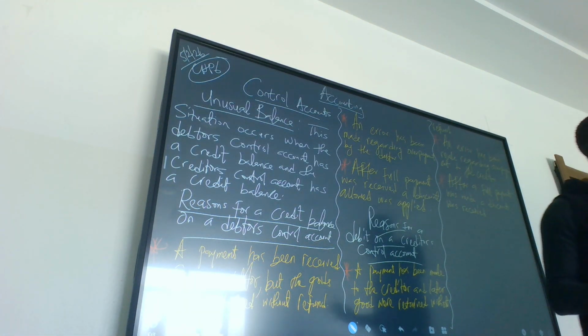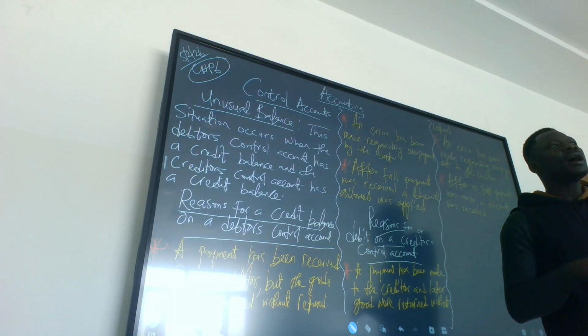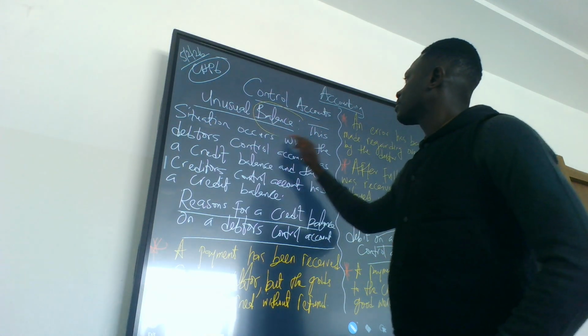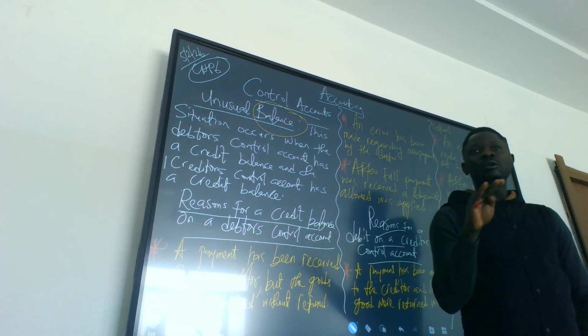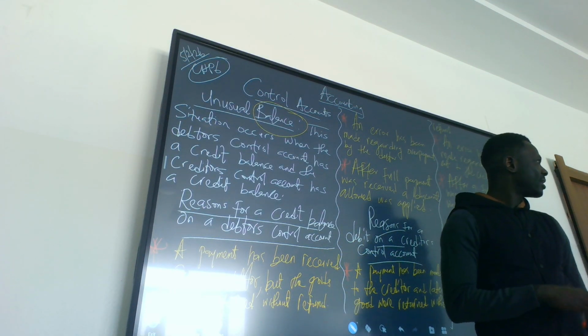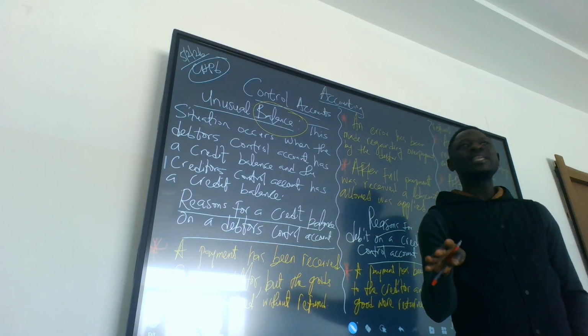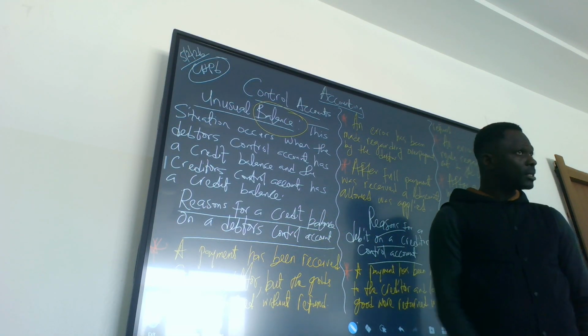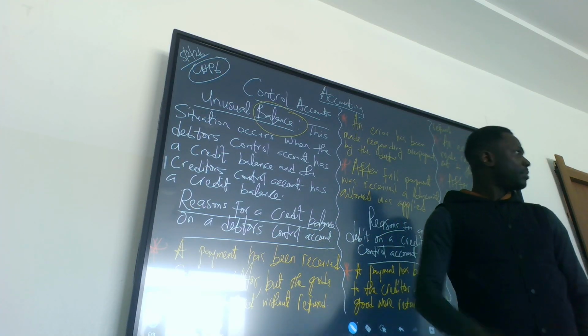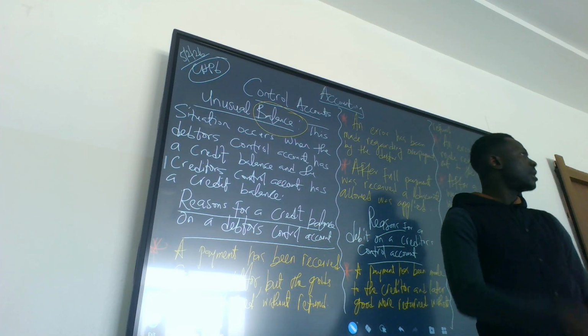We continue with control account. Today we want to see what makes the control account to be unbalanced. If the control account is unbalanced, it simply means the debtor's control account is having a credit balance, while the creditor's control account is having a debit balance. Normally, the debtor's control account should have a debit balance, and the creditor's control account should have a credit balance. But the reverse is the case here.